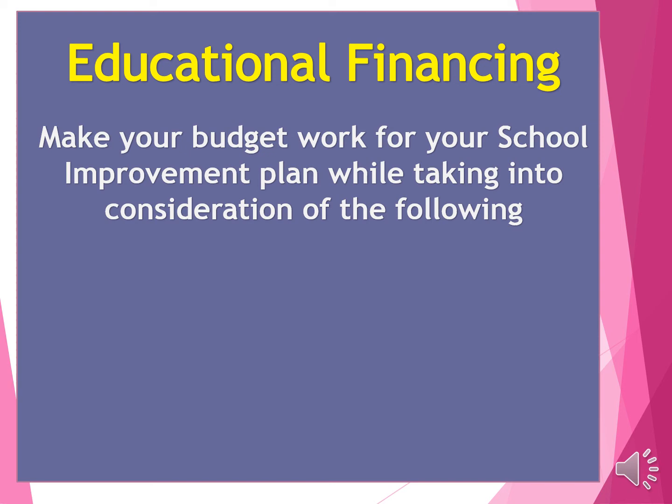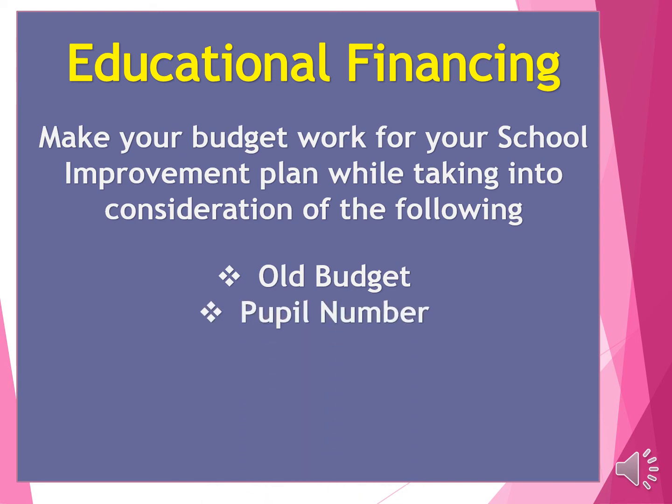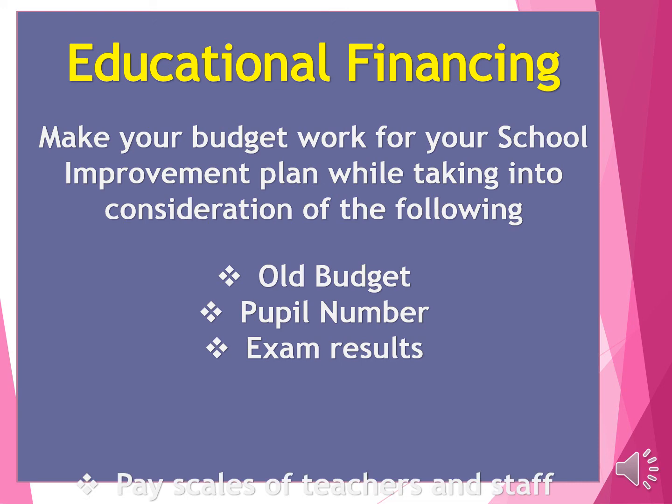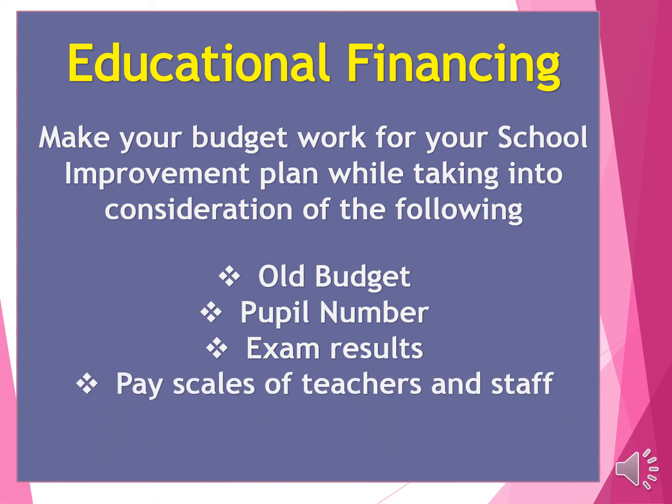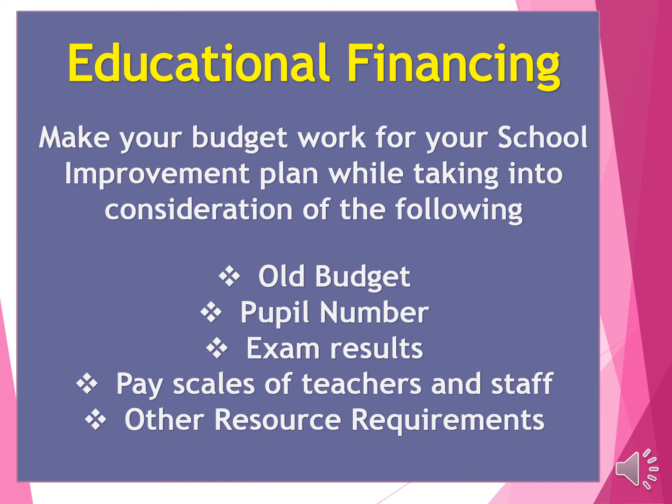Educational financing. Make your budget work for your school improvement plan while taking into consideration the following. First is the old budget. So learn from your underspending and overspending. Next is the pupil number. This is based on the census. The exam results. So we should identify which part of the curriculum could benefit from the money. Pay scales of teachers and staff. And the last one is the other resources requirements. So this can be money for maintenance, insurance, and other operating expenses.